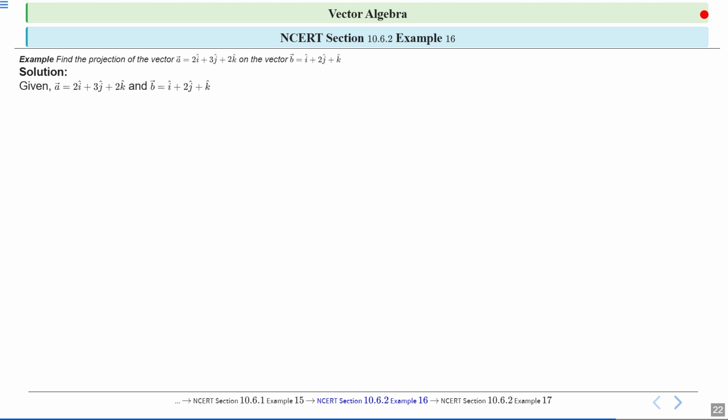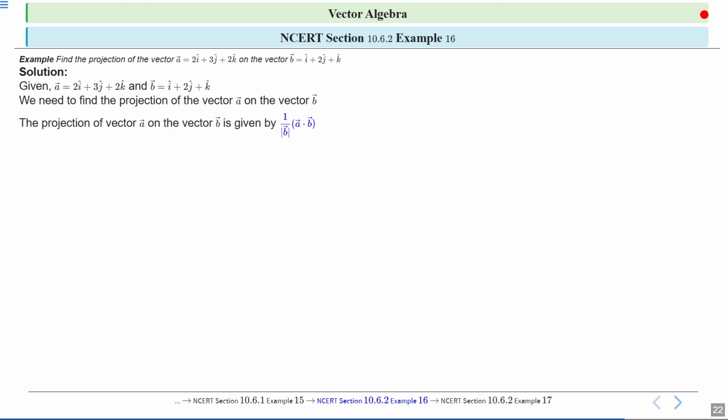Given, we have vector A as 2 i cap plus 3 j cap plus 2 k cap, and vector B as i cap plus 2 j cap plus k cap. It's important to clearly define these vectors before we proceed with any calculations. So we need to find the projection of vector A on the vector B. The projection of vector A on the vector B is given by A dot B upon magnitude of B, right?